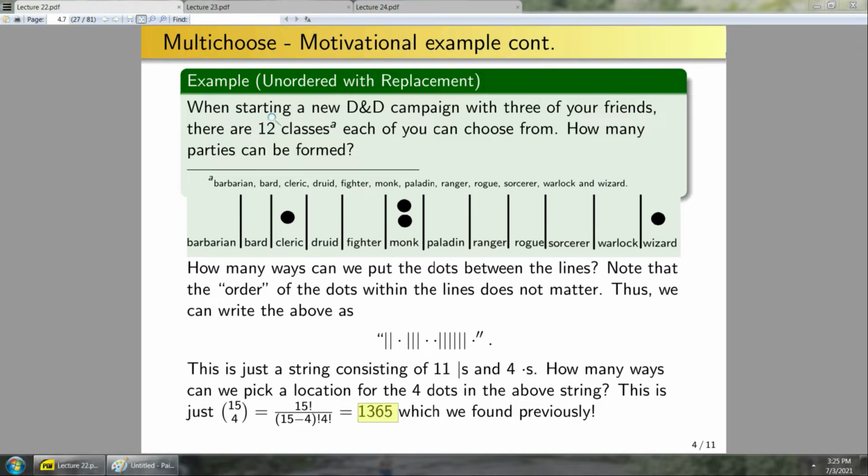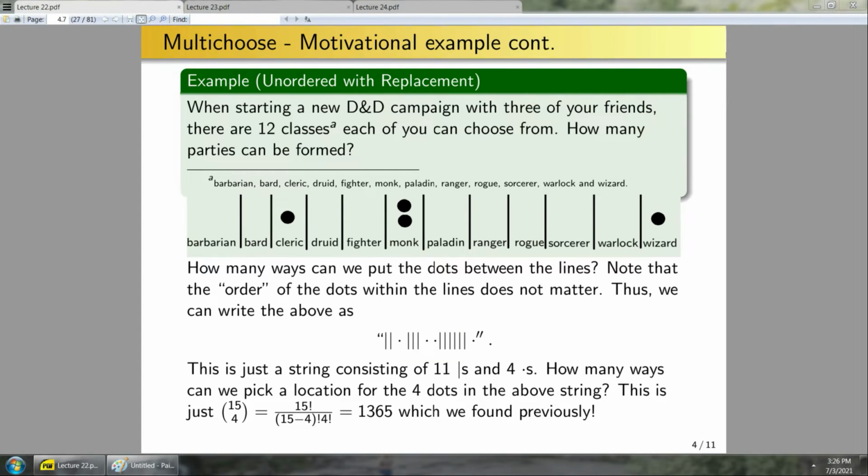So whenever I have an unordered with replacement type problem, you should identify what the bins are. So in this case, barbarian, bard, etc. But whatever the bins are, you should identify the quote balls or the dots or the stars that you're putting in the bins and reformulate the problem as one of these, find the orderings of this particular string, and then use a combination to solve the problem.